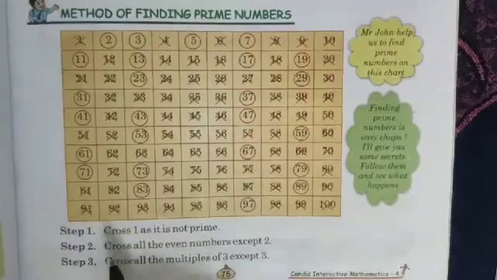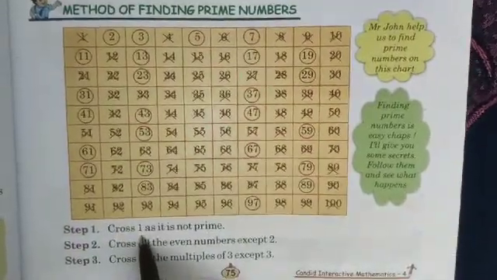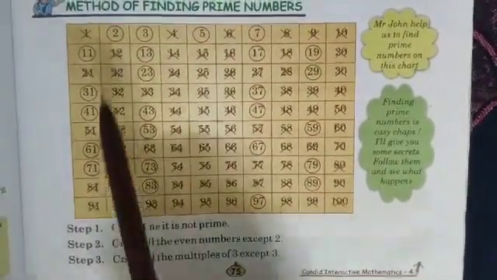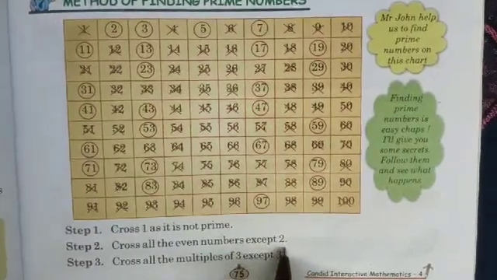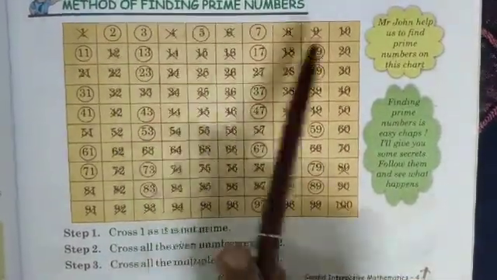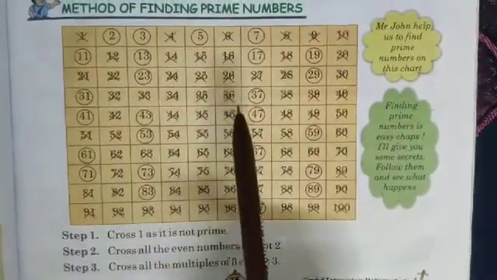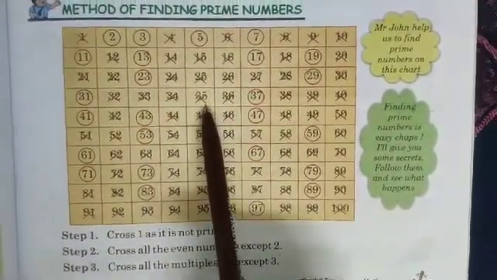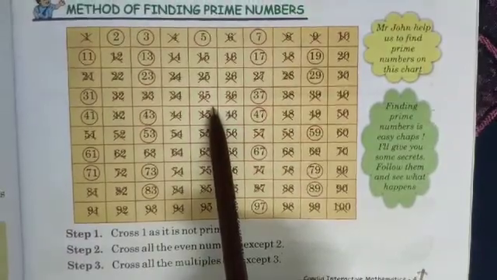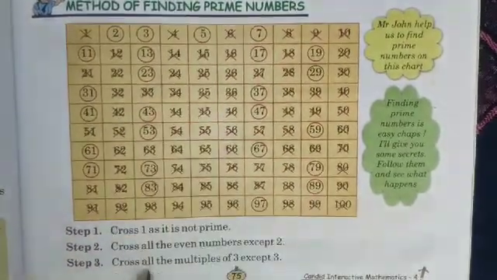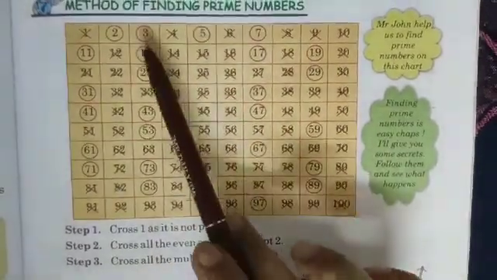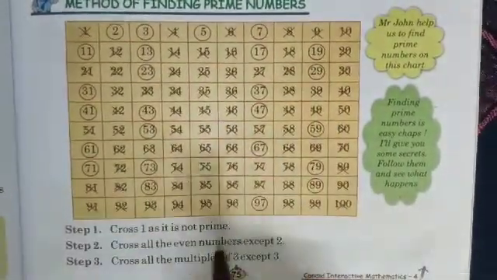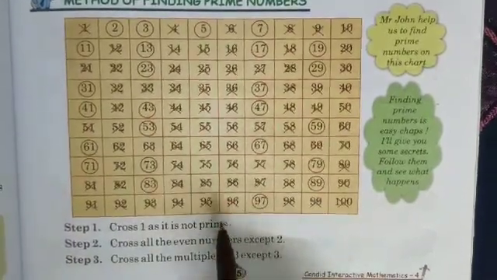So the first step is cross 1, as it is not a prime number. Cross all the even numbers except 2. Leave 2 and cross the other numbers which are divisible by 2, or even numbers. Now cross all the multiples of 3 except 3. Leave 3 and just cross all the other numbers which are multiples of 3.